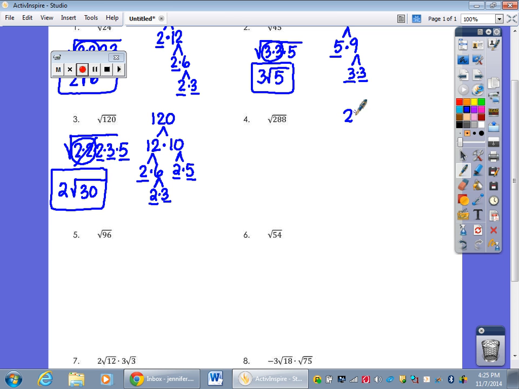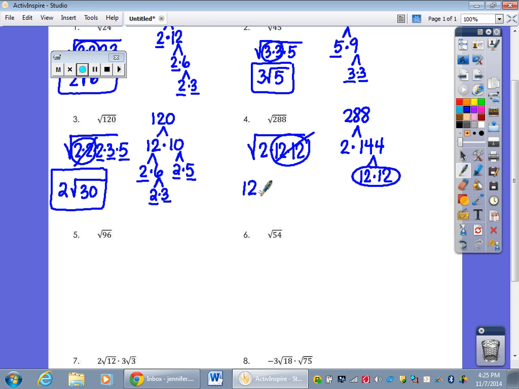288, I'm going to start with happy math, which would be 144. And then 144 is 12 times 12. Now you don't have to keep going if you have a perfect square right there. So this becomes the square root of 2 times 12 times 12. There's a couple. The couple comes out and becomes 12 radical 2. Okay, so that's another way to do it. You can look for perfect squares, which would have been 144.